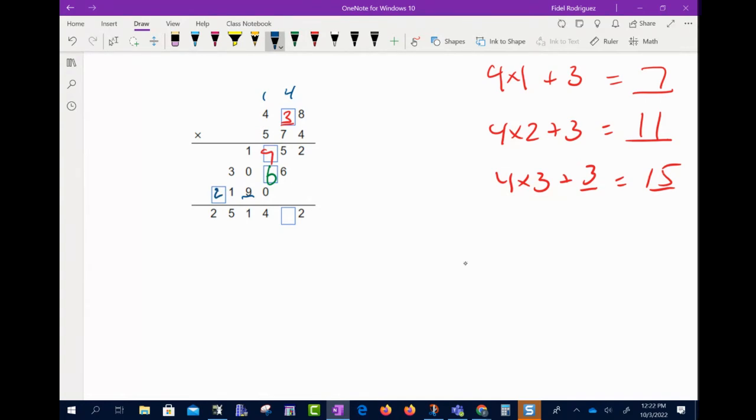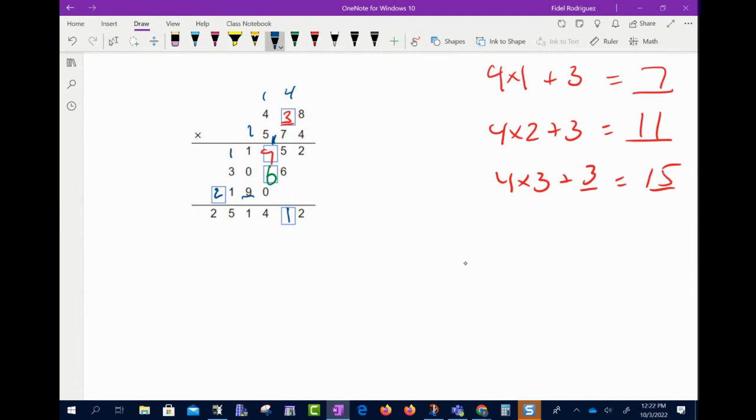Look, 2 right here. 5 and 6 is going to give me an 11, so I'm going to carry the 1 right there. 1 and 7 is 8. 8 and 6 is 14. Here's my 4. I'm going to carry the 1 right there. Let's see. 9 and 1 is 10, and 1 more is 11.